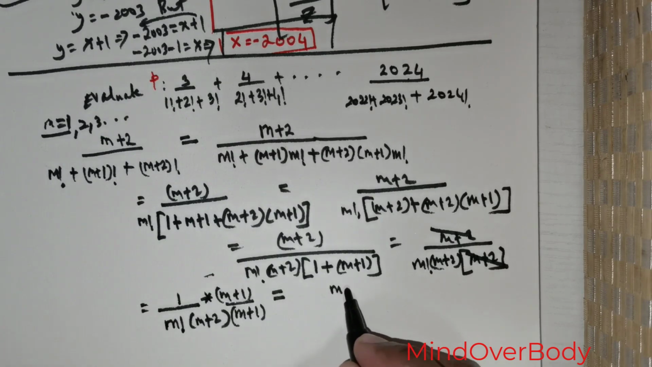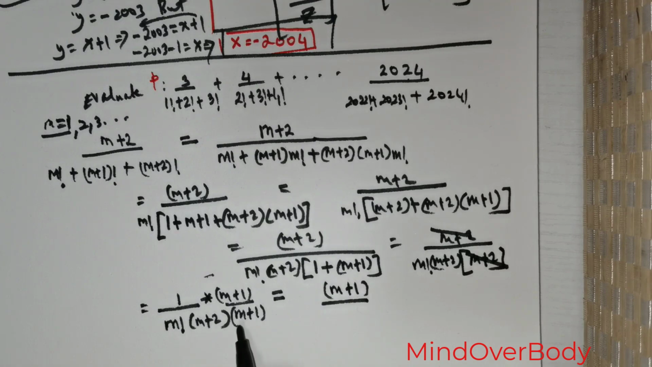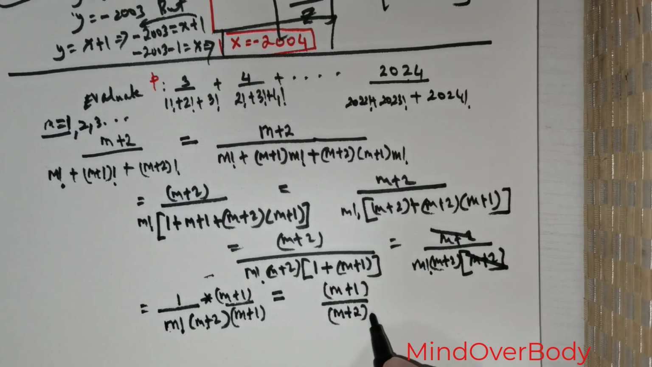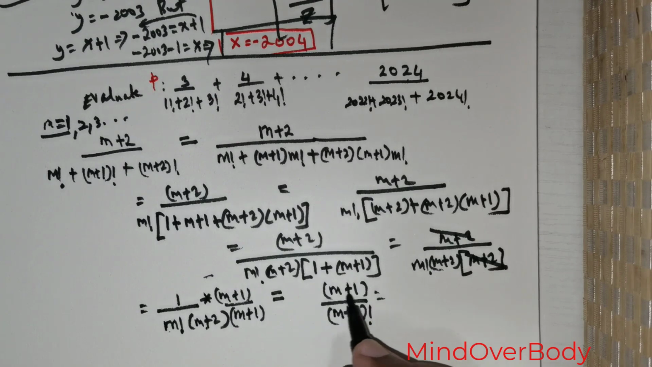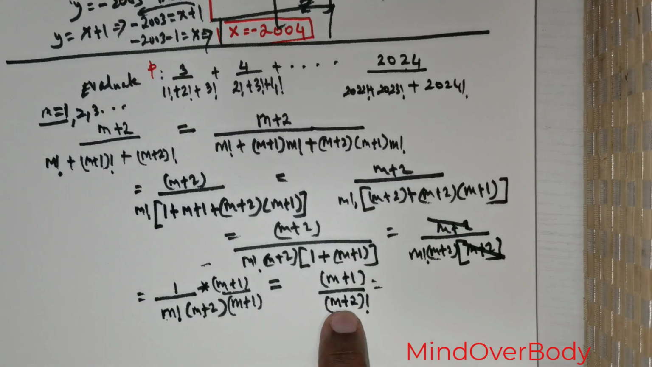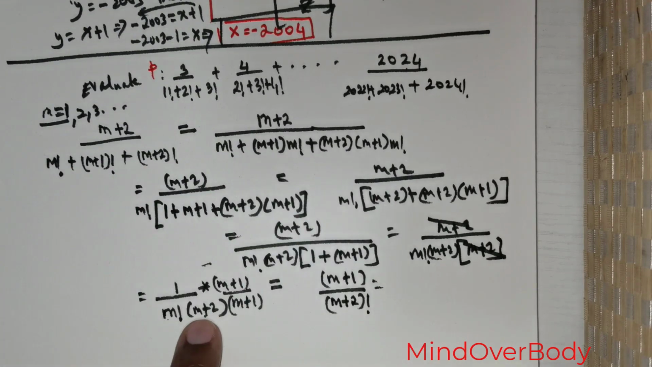So this can be rewritten as (m+1) divided by, you can clearly see we have (m+2), (m+1) and m factorial. So I can write this as (m+2) factorial. Now so now you have just one term in the denominator. So we started with 3 and then we came up to 2 and now we have just 1.